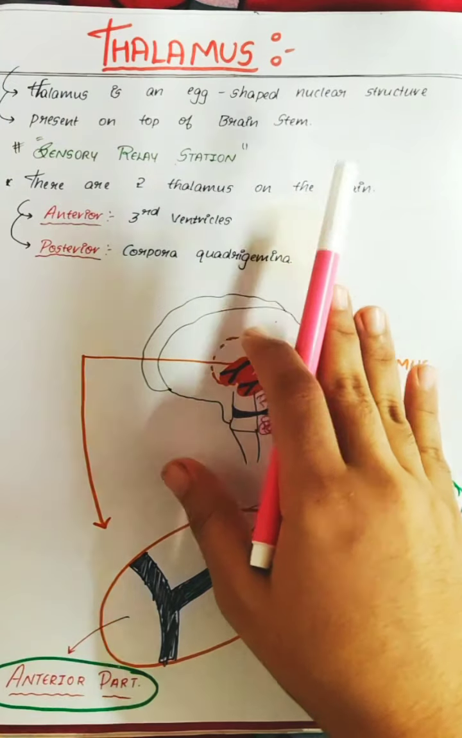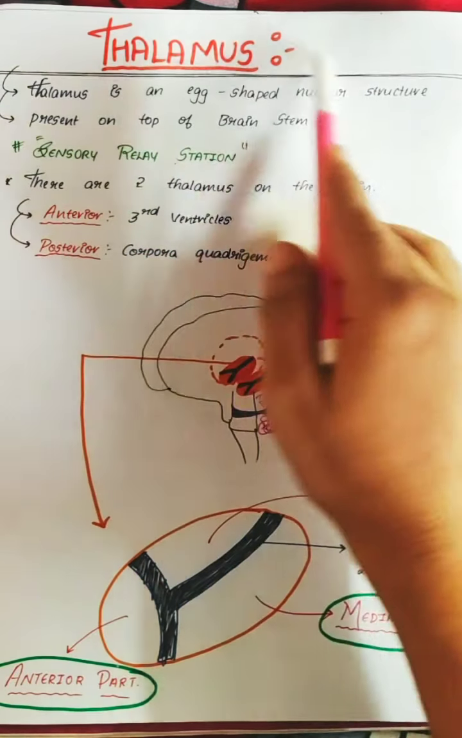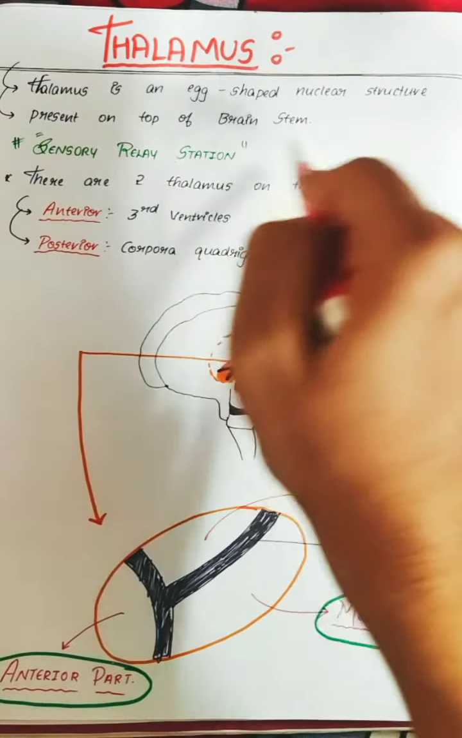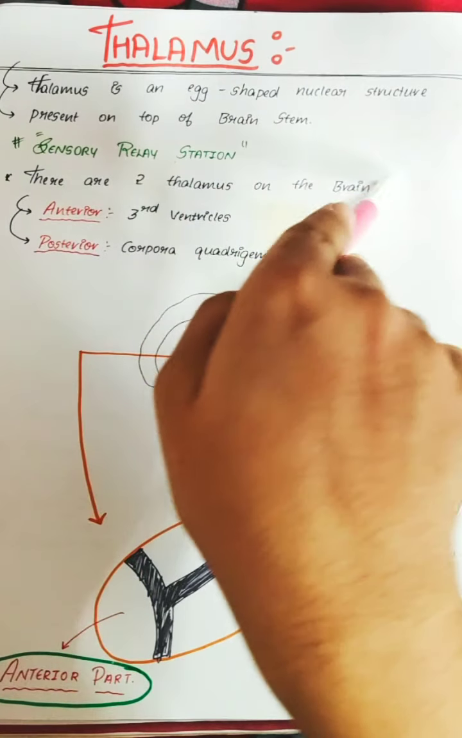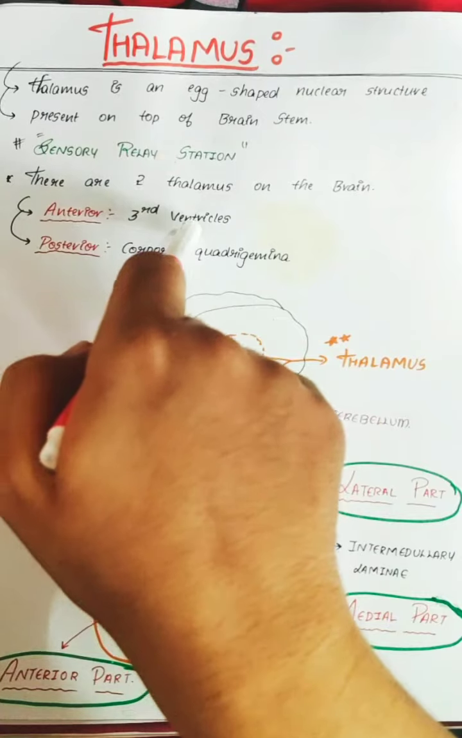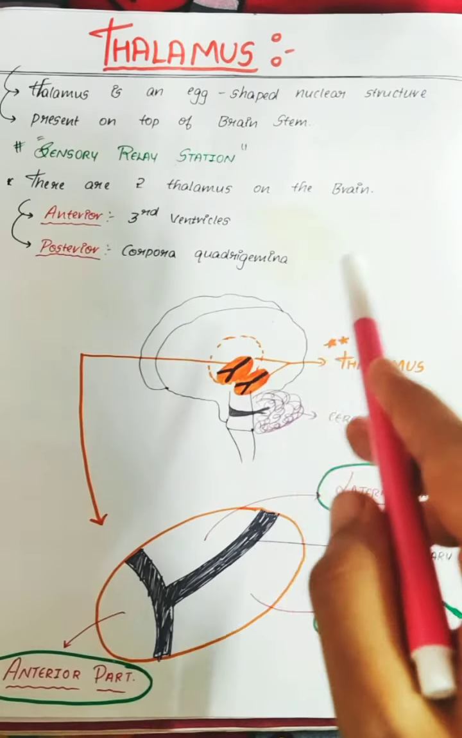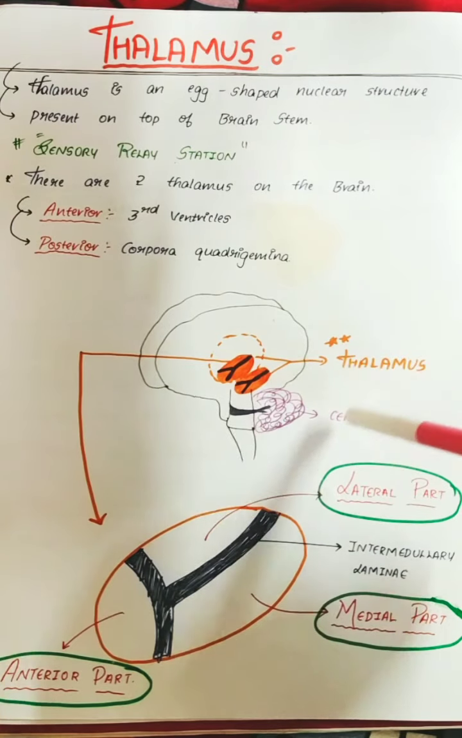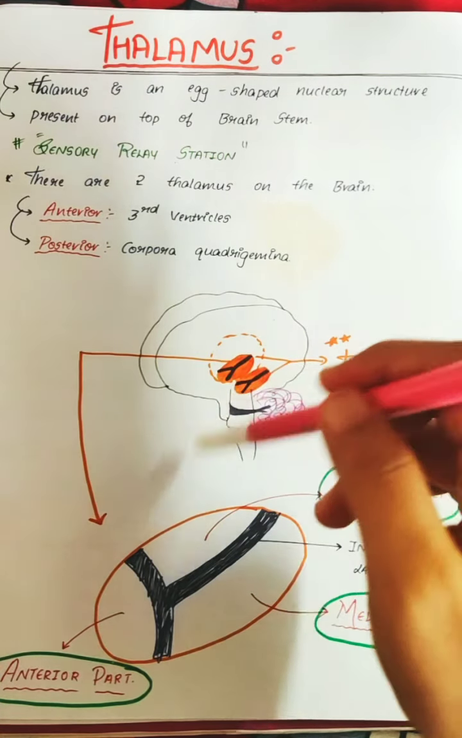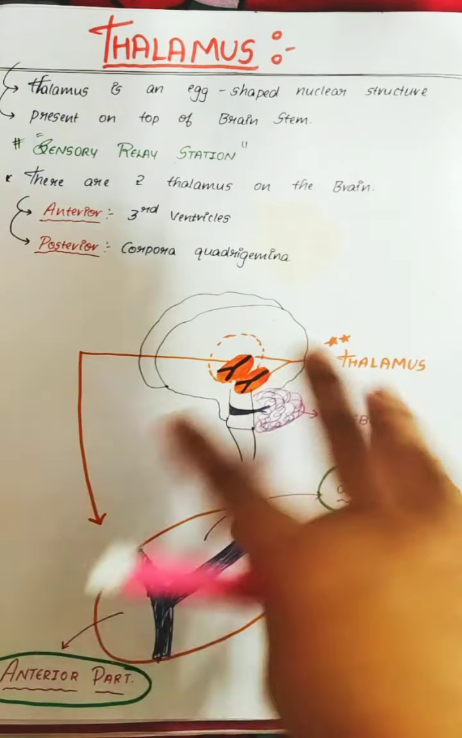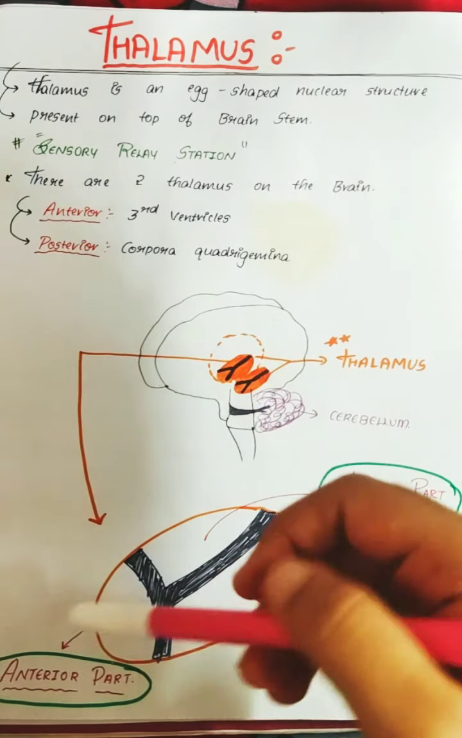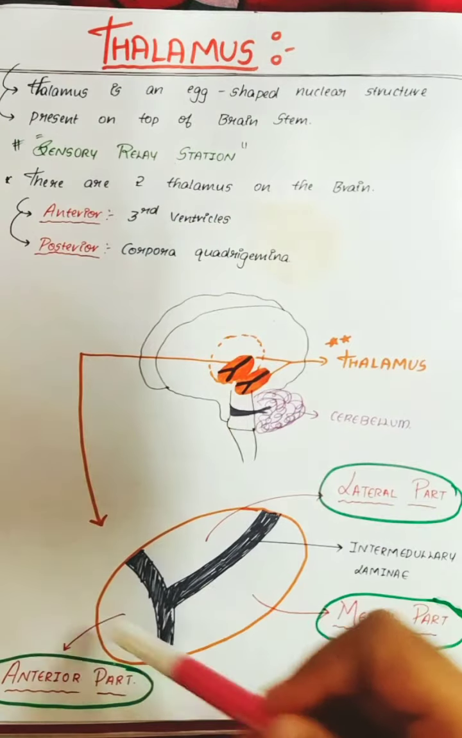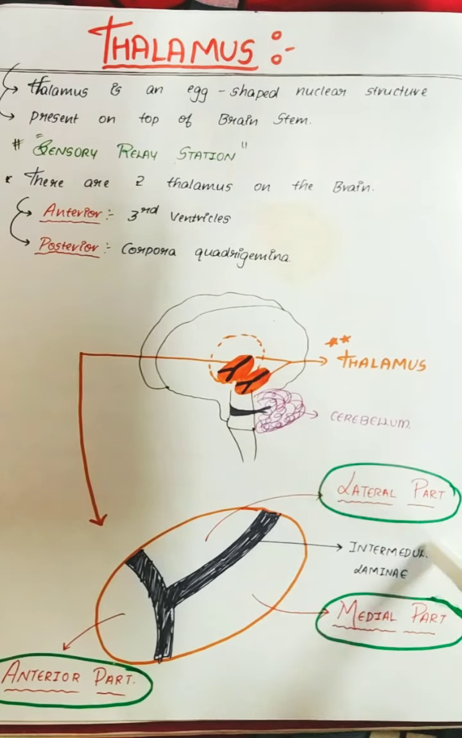So this was about the introduction of the thalamus. Thalamus is an egg-shaped nuclear structure present on the top of the brainstem. It is a sensory relay station. There are two thalami in a brain. Anterior to the thalamus there is the third ventricle. Posterior to the thalamus there is the corpora quadrigemina. In the thalamus, you can see three parts: anterior part, lateral part, medial part. And the line which differentiates all these three parts is called the intermedullary lamellae.